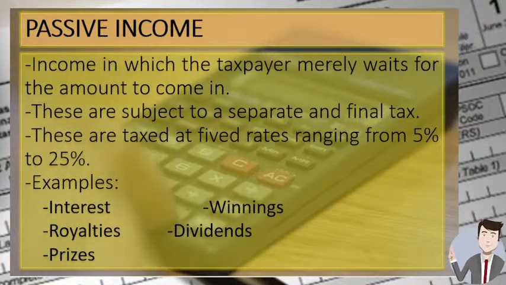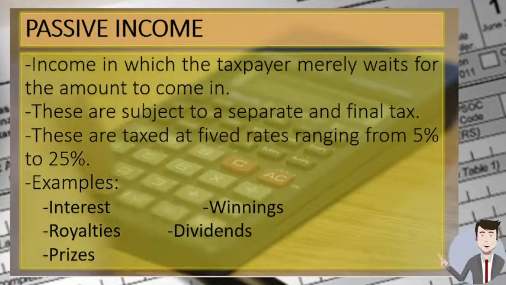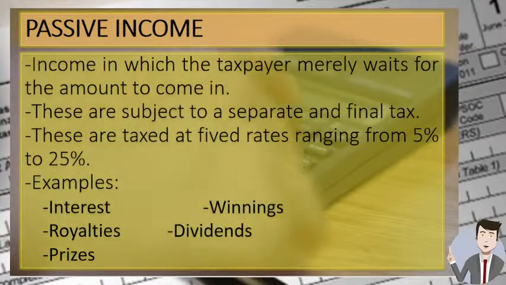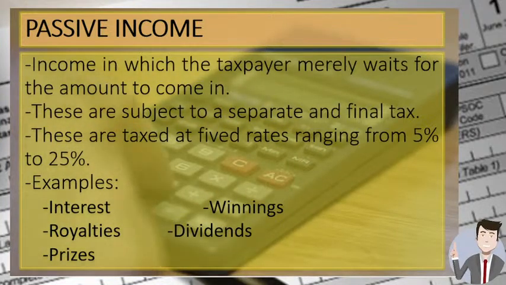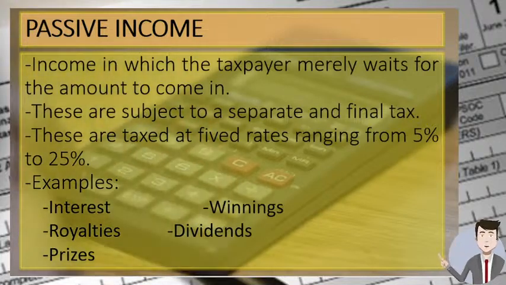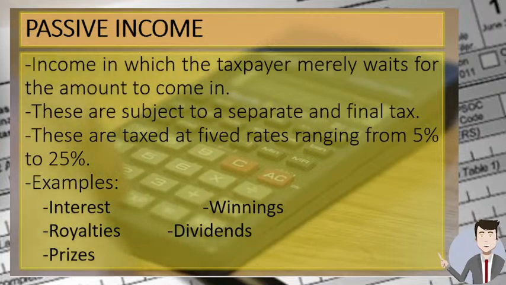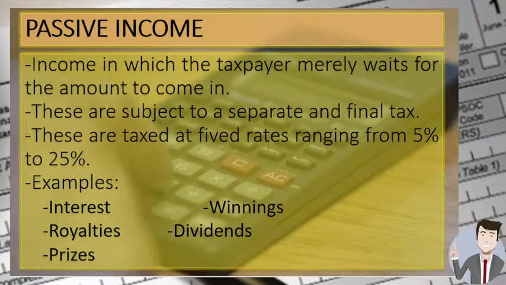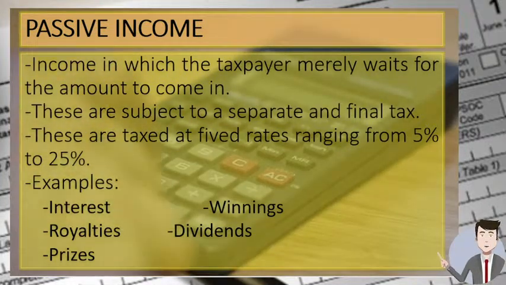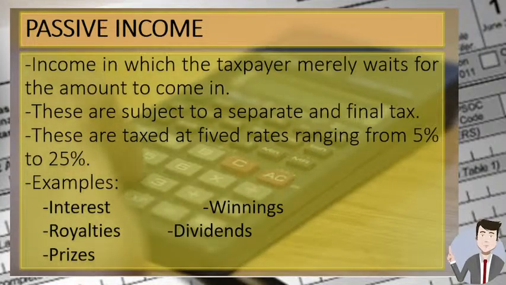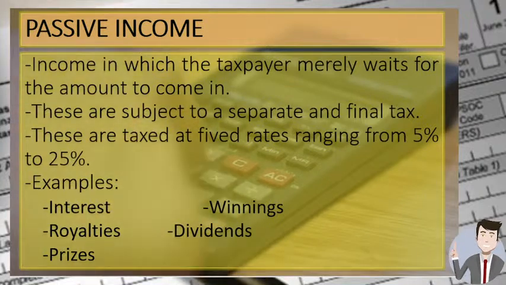So, interest, royalties, prizes, winnings, dividends, and any other income which the taxpayer merely waits to receive or to come in are all passive income, then they are all subject to final tax on passive income, on which the rate is 5% up to 25% as the case may be. So depende na sa kung ano ang type of income. So the rate is going to be discussed in this chapter.